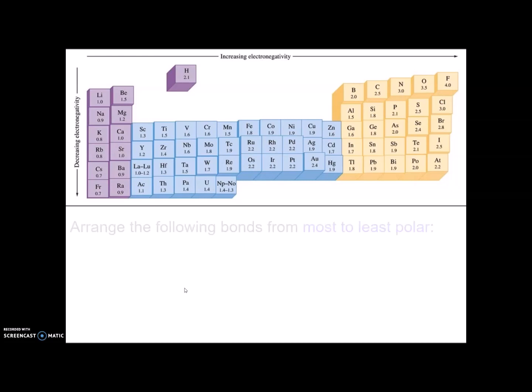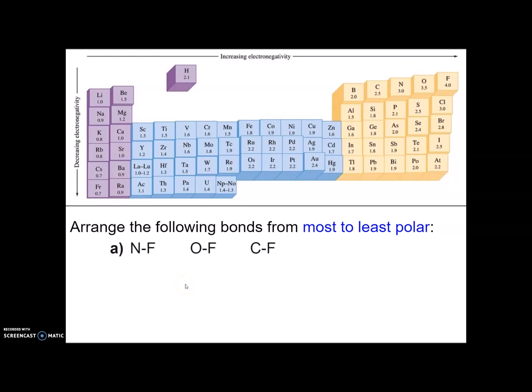Okay, let's try a sample problem here. Here is a chart of electronegativity values. Let's see if you can arrange the following bonds from most polar to least polar. To do this, you're going to look for the differences in electronegativities. So notice, of all three bonds here, nitrogen to fluorine, oxygen to fluorine, and carbon to fluorine, they all involve fluorine. On the periodic table, fluorine is in the very upper right corner, and you can see the three atoms that they're asking you to consider bonded to fluorine right next to each other.